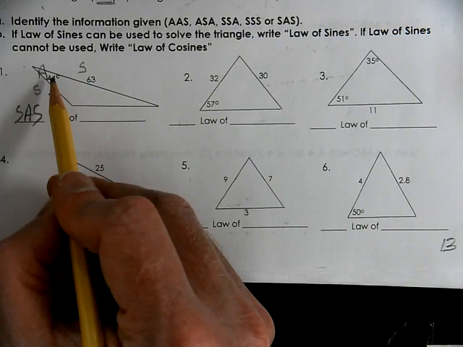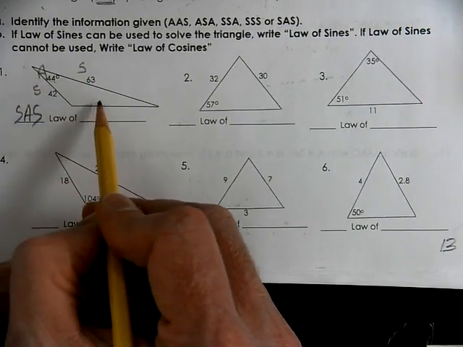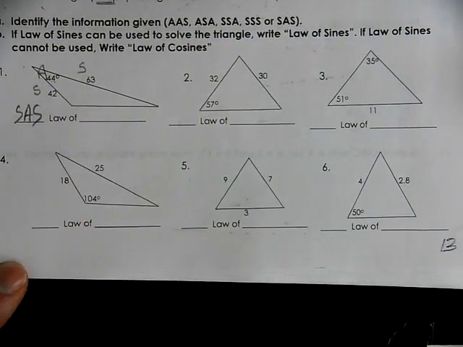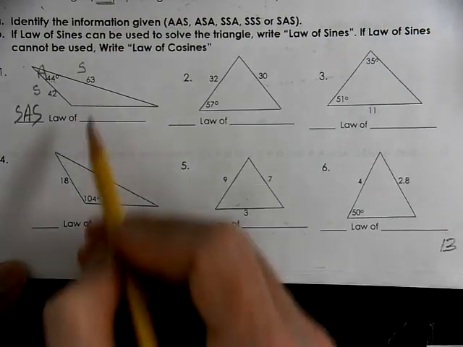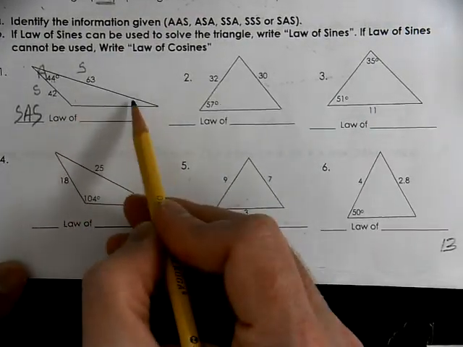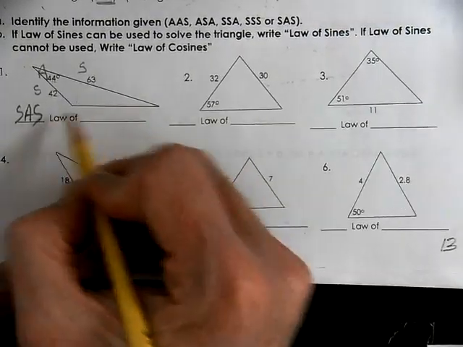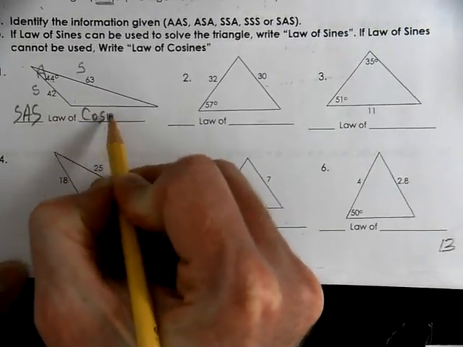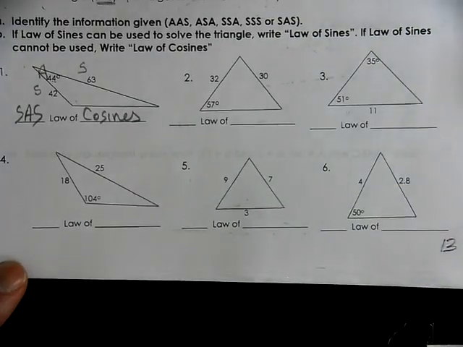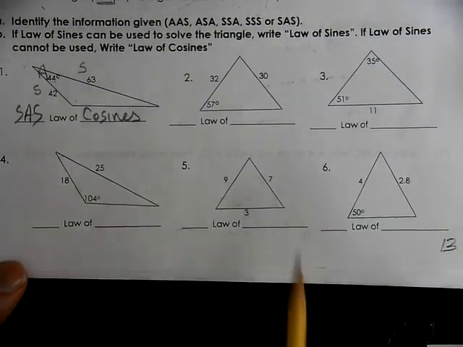Do we have an angle and its corresponding opposite side? We don't have it. We cannot solve for one of those missing angles because we can't subtract from 180 to solve for two angles. So this would have to be law of cosines. We don't know how to use law of cosines yet, but law of sines doesn't work there. So you need to know when law of sines doesn't work.